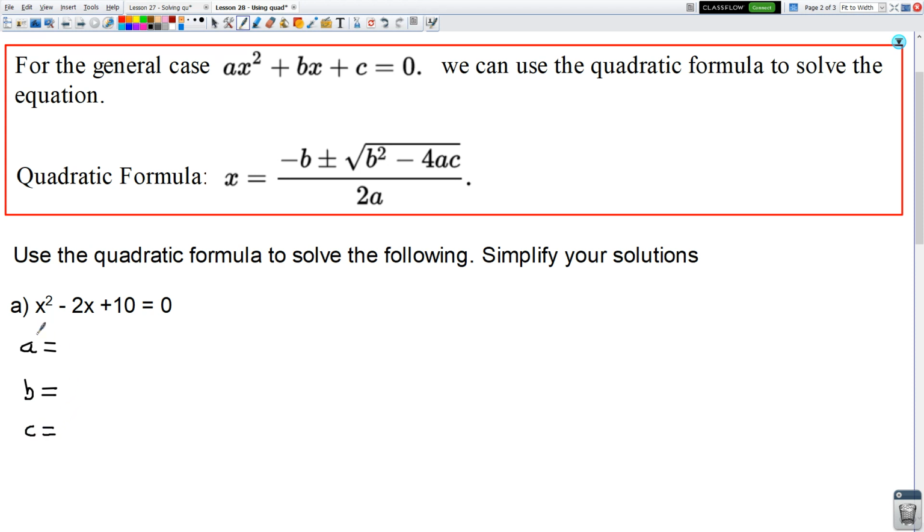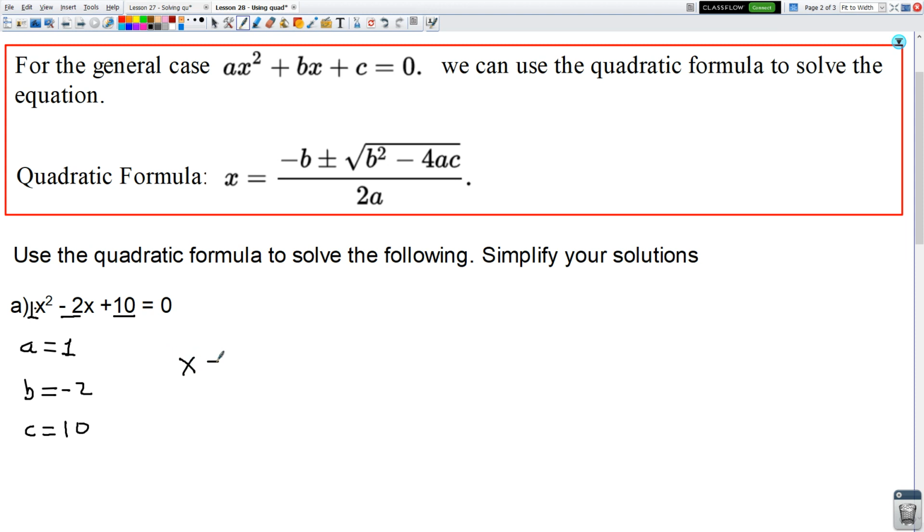We know that a is the number in front of x squared. In this case, it seems like there's no number, but there's always going to be an imaginary one. So in this case, a is 1. b is always going to be the number in front of x, which in this case is -2. And c is the number that is by itself, which in this case is 10. Perfect. So we have this quadratic equation, and we know what a, b, and c are. Let's plug them in to solve this equation.